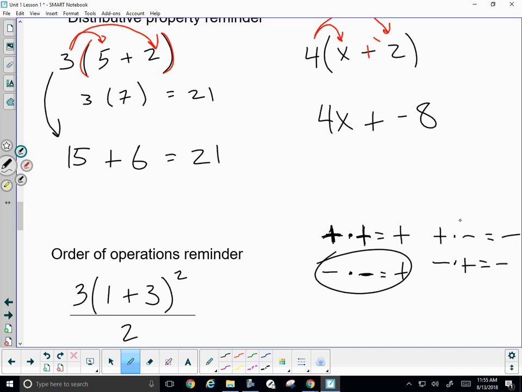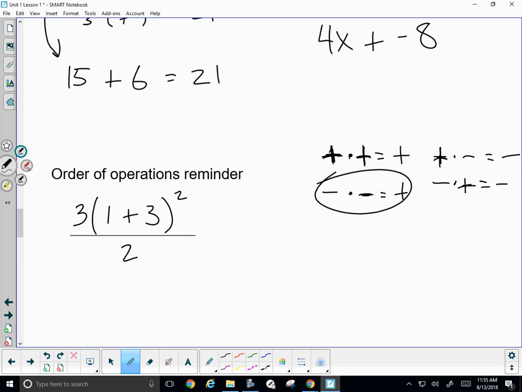But it is something that you need to definitely have known, that if you have a positive times a negative, it's a negative. Negative times a positive, it's a negative. And a negative times a negative is a positive. Okay, so this is the same for division as well. If we are dividing, the same rules hold.